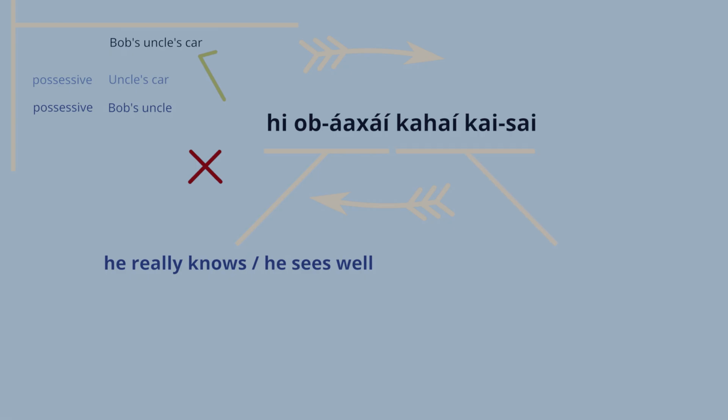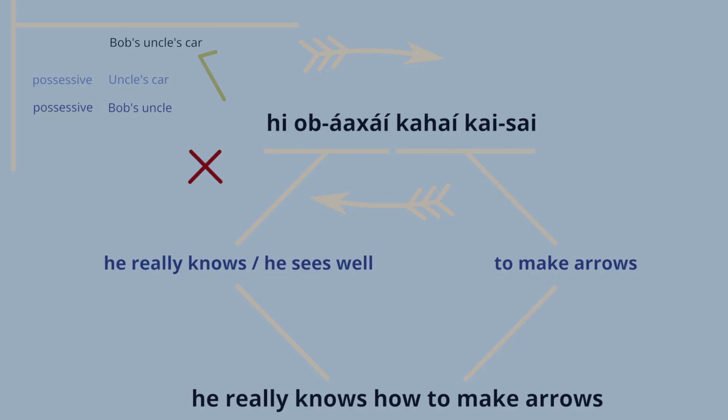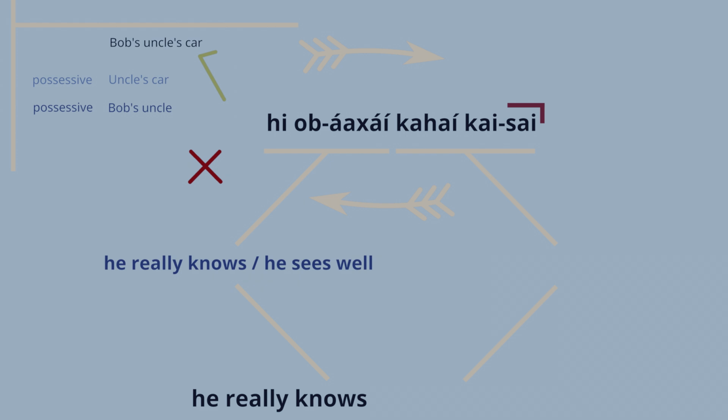Then in the second part we have kahai, arrow, and kai, to do or to make, and then the little sai suffix we just talked about. Kahai kai sai would be something like to make arrows, roughly translated. The sentence might mean something like he really knows how to make arrows. But if you add sai at the end of how to make arrows, it turns all of that into a noun. So instead of how to make arrows, it'd be something more like arrow making or arrow manufacture. He really knows arrow manufacture, or something like that.